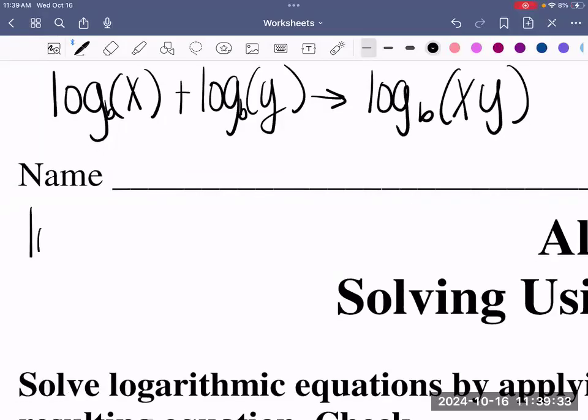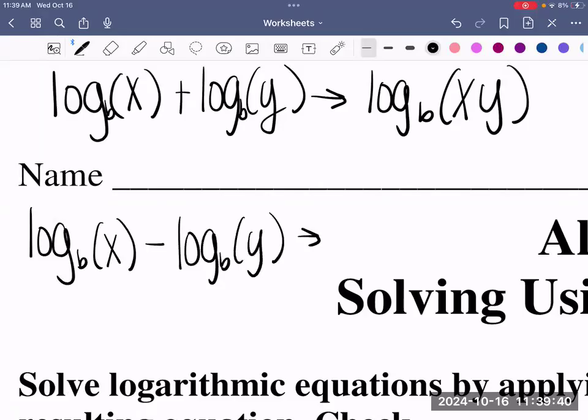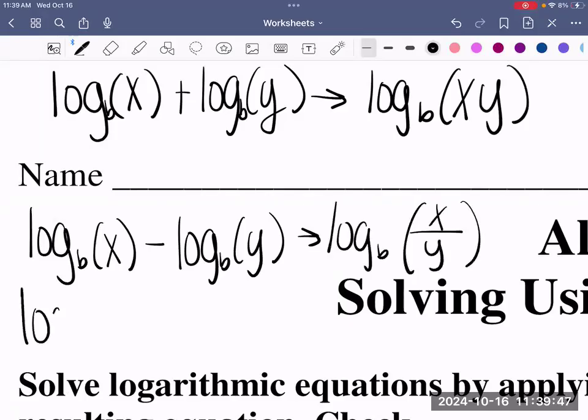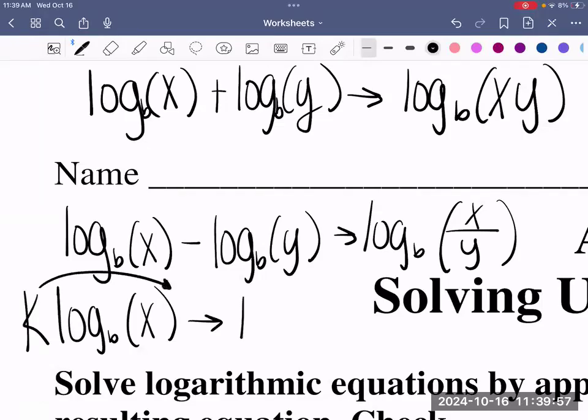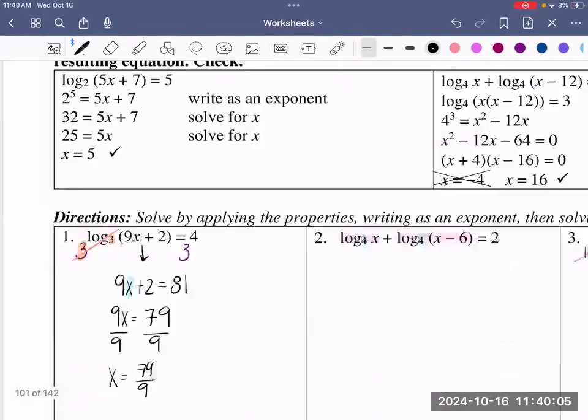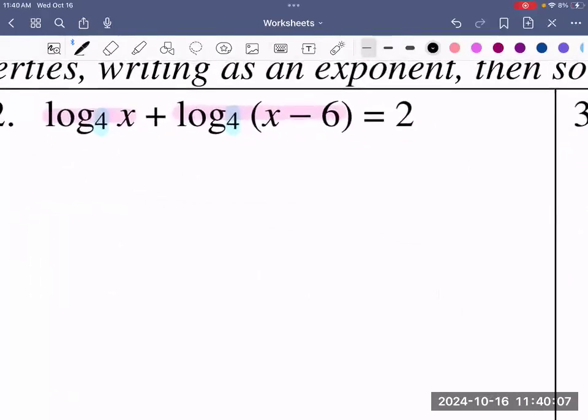Now we can do the same if they were subtracted. If they're subtracted, we're not going to multiply, but instead we would divide. So x divided by y. And your last property is if we had k, some constant on the outside. When we go to rewrite it, this becomes the exponent of your log or of your variable. So those are some quick explanations of your properties of logs.